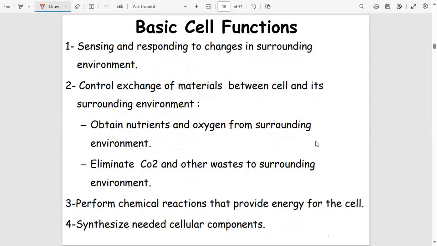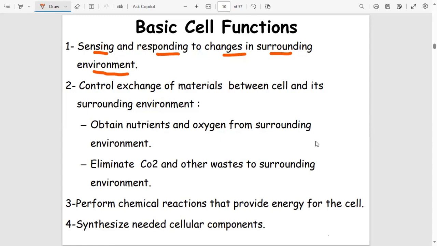The first function of a cell is sensing and responding to changes in the surrounding environment. So this is very true here, because the cells will be able to sense and respond to changes in the surrounding. For example, when it's hot, you'll be able to tell using the cells in your skin. If you touch something hot, you'll be able to sense that this temperature is hot. So that is some of the function of a cell.